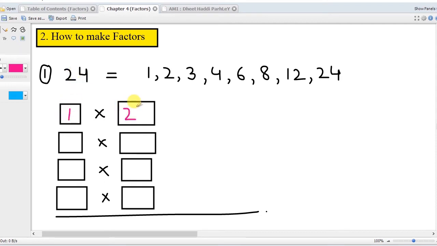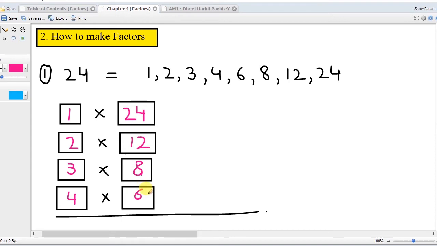1 times 24 is 24. On the 2 times table, will we get 24? Yes. 2 times what number is 24? 2 times 12 is 24. Then we have 3. Do we get 24 on the 3 times table? Yes. 3 times 8 is 24. And 4 times what number is 24? 4 times 6 is 24.